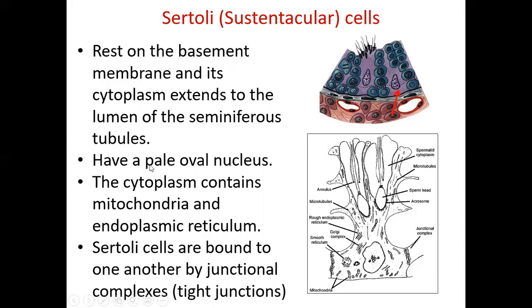The Sertoli cell has a pale oval nucleus. Okay, the nucleus is oval in shape, and the cytoplasm contains mitochondria and also endoplasmic reticulum. So if you see here, this is the sustentacular cell. Inside the cytoplasm there is a presence of the mitochondria and also the endoplasmic reticulum. And this is the endoplasmic reticulum.